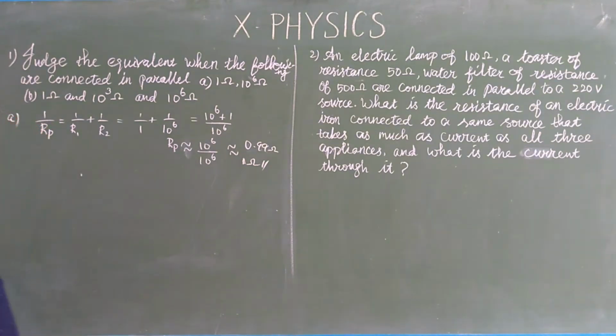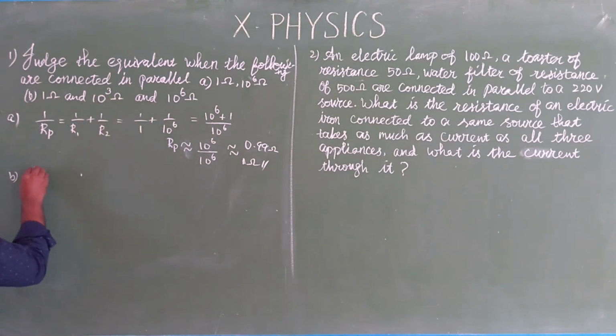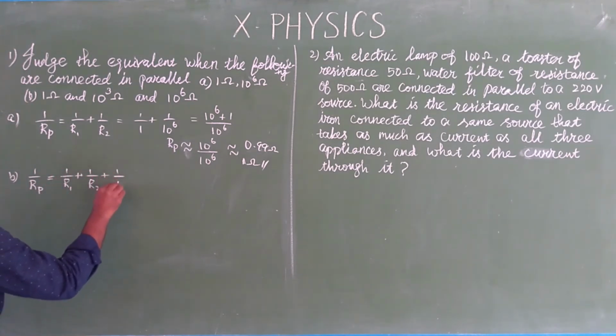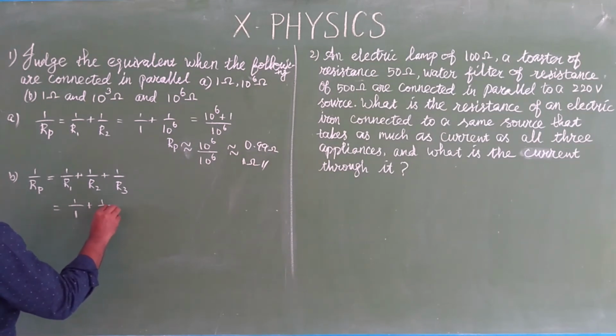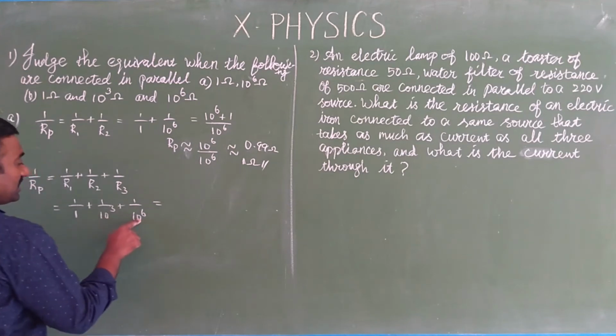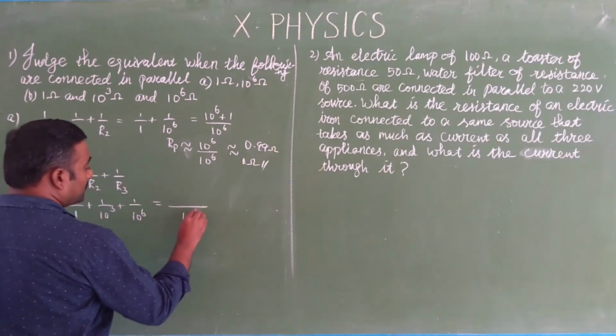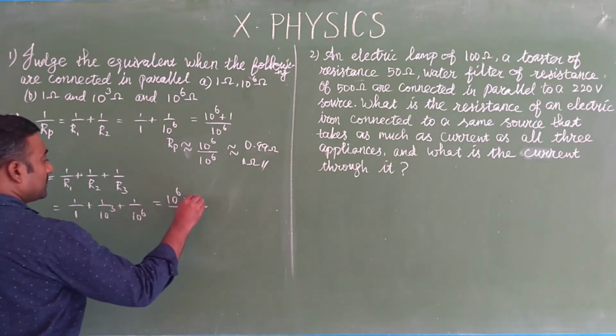And for the second case, 3 resistors: 1 ohm, 10 to the power 3 ohm and 10 to the power 6 ohm. Therefore, for the parallel combination, 1 by Rp is 1 by R1 plus 1 by R2 plus 1 by R3. So substitute all the values. 1 by 1 plus 1 by 10 to the power 3 plus 1 by 10 to the power 6, which is equal to, the greatest value is the denominator, so 10 to the power 6.